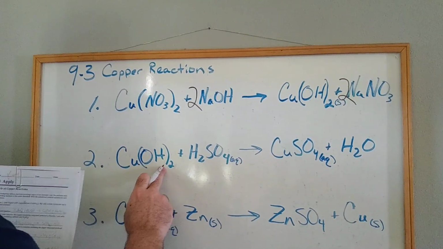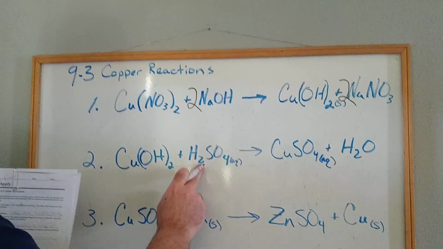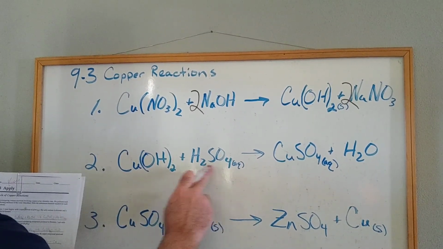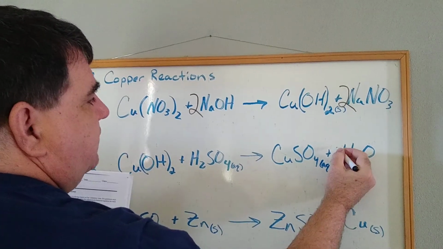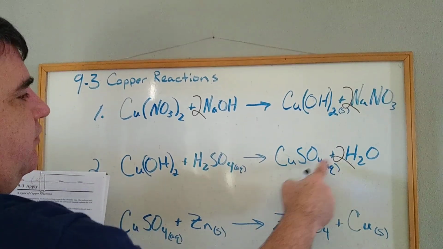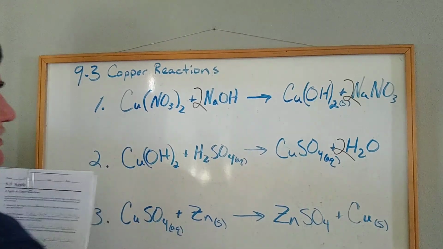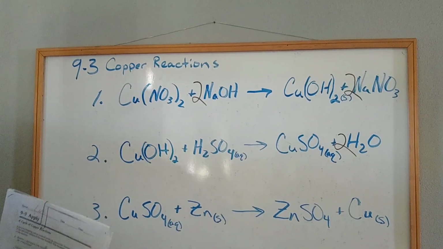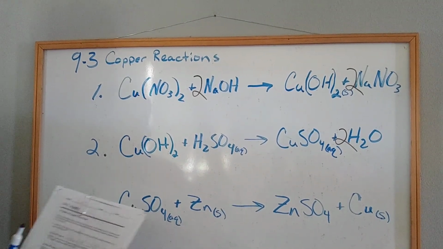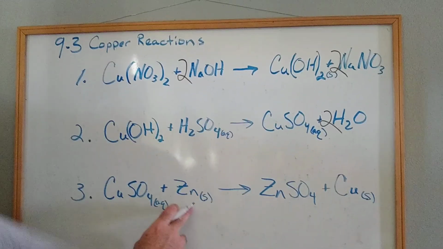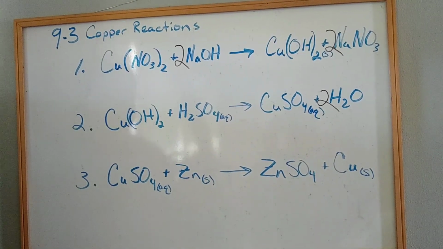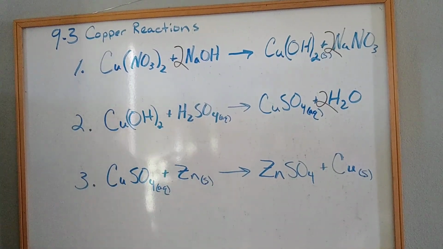Again, I have a total of 4 hydrogens and 6 of these oxygens. If I put a 2 here, there's my 4 hydrogens. 4 plus 2 more oxygens is 6 oxygens. We're balanced. And then the last one, copper sulfate and the zinc. You look at those, and they're already balanced. So even its unbalanced equation is its balanced equation.